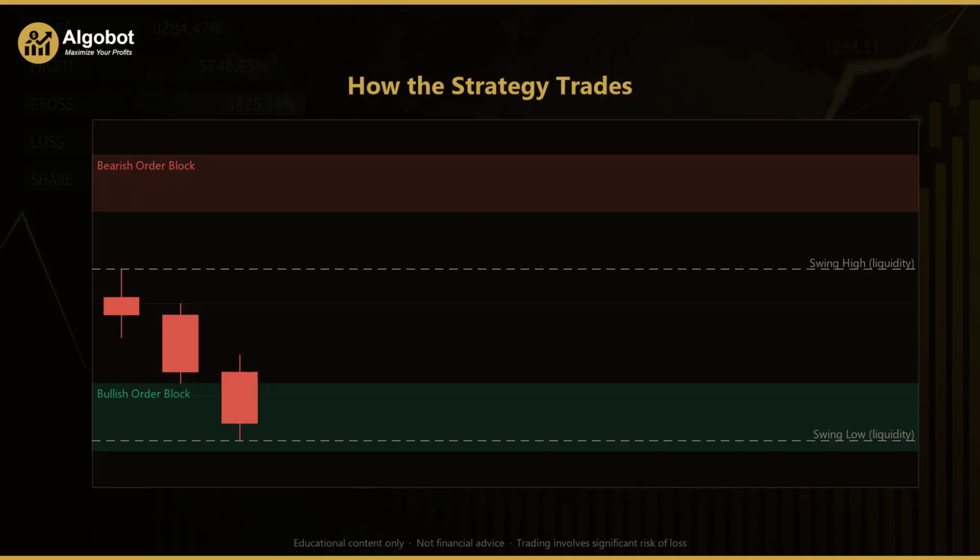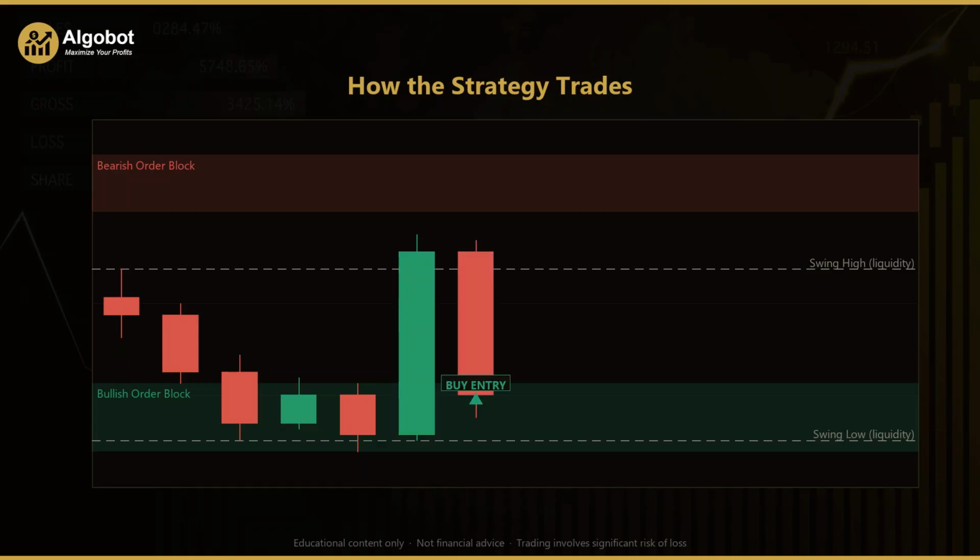Let's watch the strategy in action on this illustration. On the left, price is drifting lower and carves out a swing low, one of those structure points the EA tracks. Just before the rally begins, there's a small down candle, and the strategy marks its range as the green bullish order block. Then a strong candle closes above the prior swing high. That close is the break of structure, telling the EA the market has shifted upward. Rather than chasing, the strategy stays patient and waits.